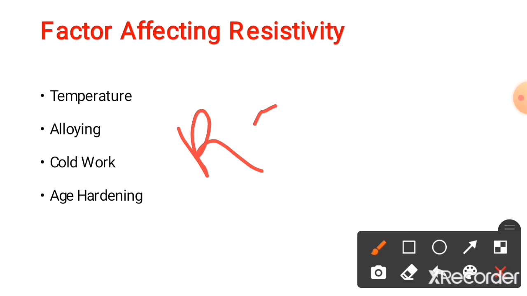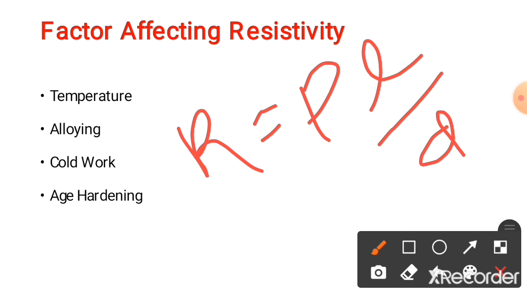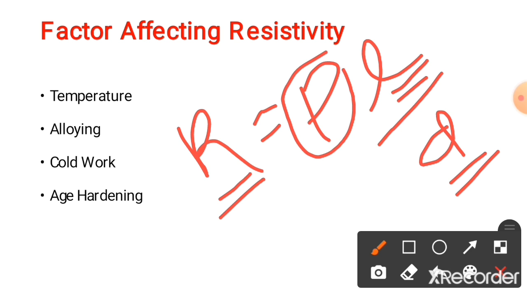R is equal to rho L by A, where R is the resistance of the material, L is the length of the material, and A is the cross-sectional area of the material. The specific resistance or resistivity of material depends upon the nature of the material, and it is measured in terms of ohm meter.